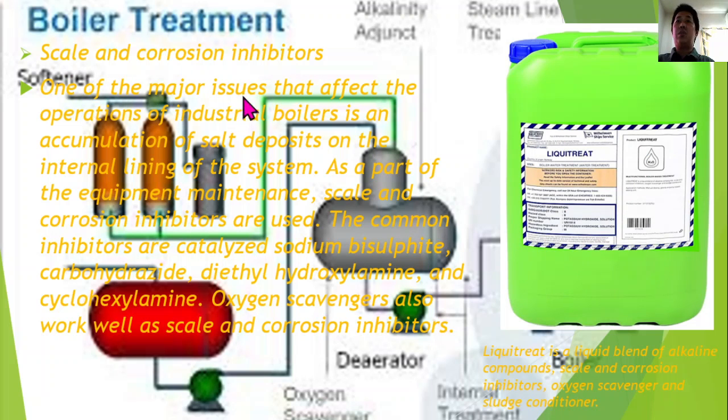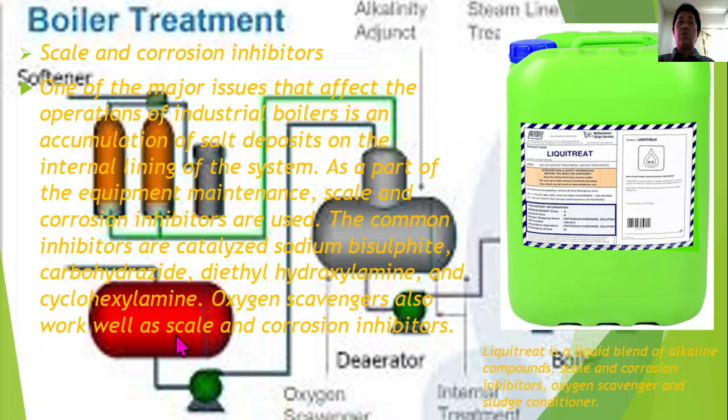One of the major issues that affect the operation of industrial boilers, and also marine boilers, is the accumulation of salt deposits on the internal lining of the system. As a part of equipment maintenance, scale and corrosion inhibitors are used. The common inhibitors are catalyzed sodium bisulfite, carbohydrazide, diethylhydroxylamine, and cyclohexylamine.